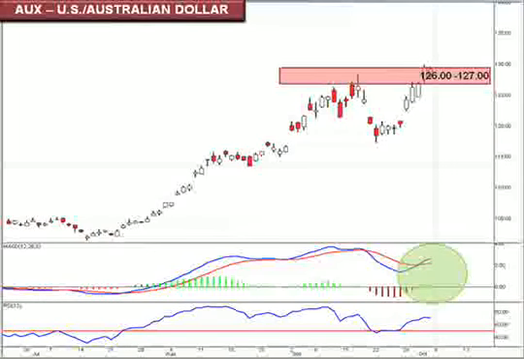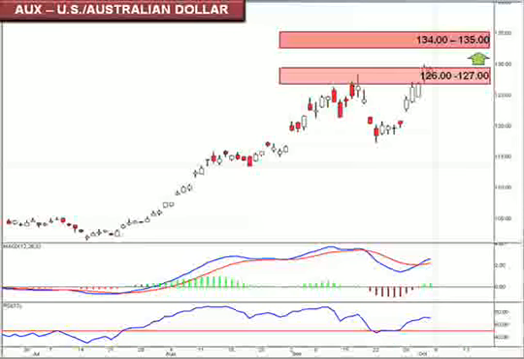Now, if we look at our MACD, we've just nicely crossed over, suggesting that we are building some strength to the upside. Our RSI is also suggesting that momentum is building as we continue to reach higher highs. Now, that being said, should this continue from the 126, 127 zone, we're looking at 134, 135 over the next little while as being our key target to the upside.